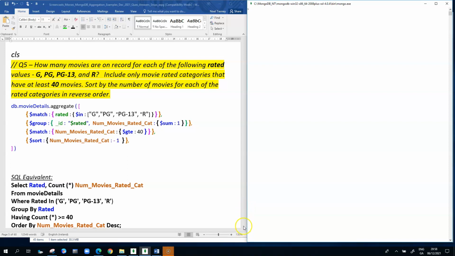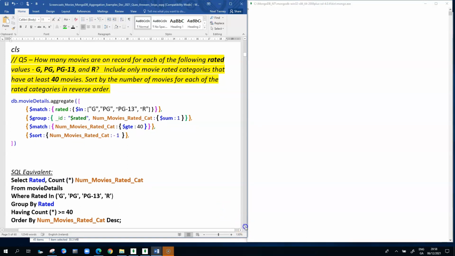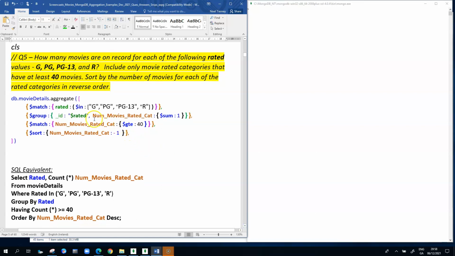This clip will continue on the aggregation pipeline examples based on the movies collection that we're covering in earlier clips. So the previous clip finished with an aggregation pipeline where we have a match stage to eliminate some documents at the start from being considered, then a group stage, and its results get passed on to another match stage, which will eliminate some of the results. And finally, there's a sort stage.